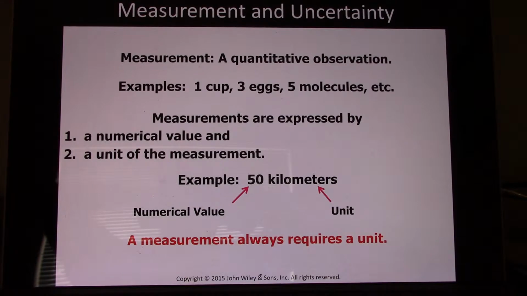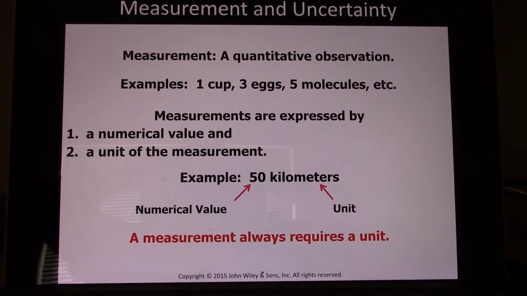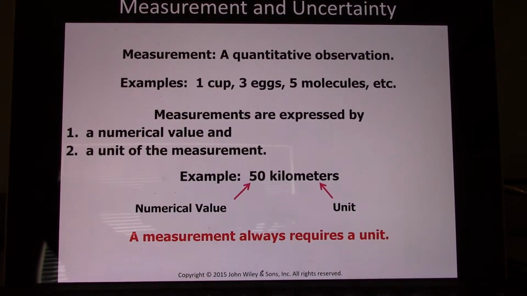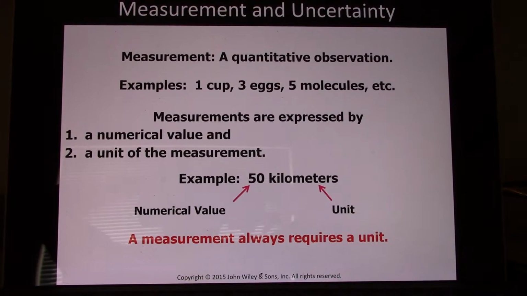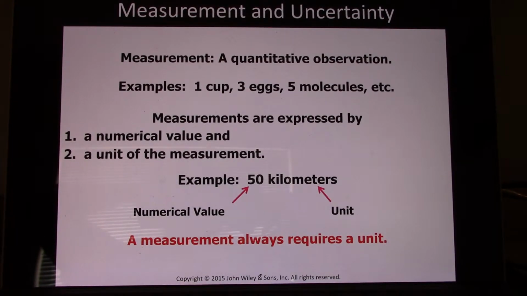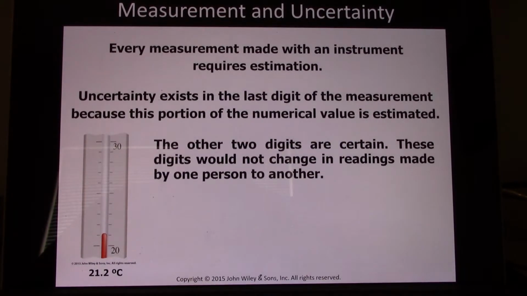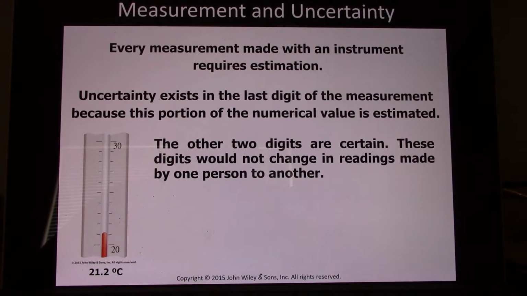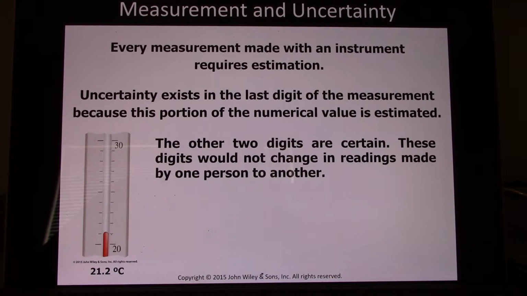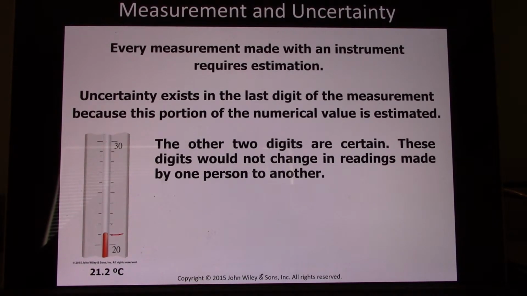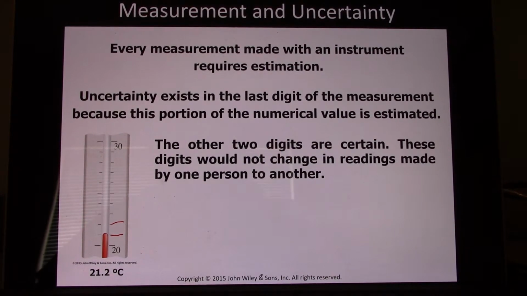If I say I live 5 from here, that doesn't mean anything. But if I say I live 5 miles from here, now you have an understanding of what I'm saying. So all measurements must be expressed with both a numerical value and a unit of measurement. Both are needed. Here we have a thermometer, and we see the temperature is above 21 and it's below 22. Of that I'm certain of.